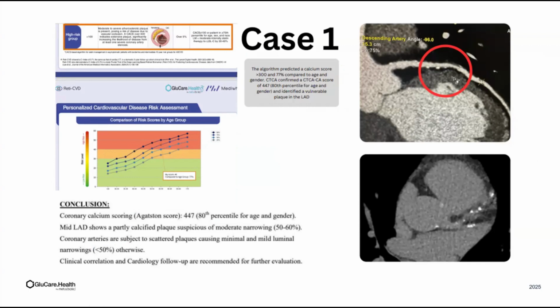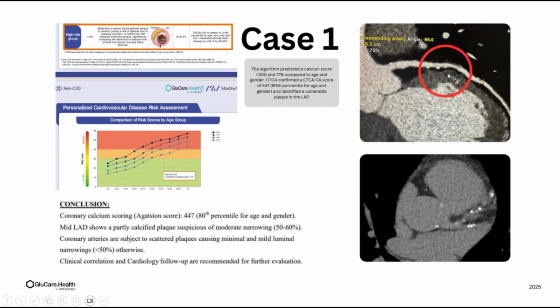This was one of our first cases that we identified with the retina CVD tool, one of our first high-risk patients. The algorithm predicted a high calcium score for this patient, more than 300. And when we did confirmation, the patient's CT, as you can see, had a calcium score of more than 400, scoring very high for age and gender.